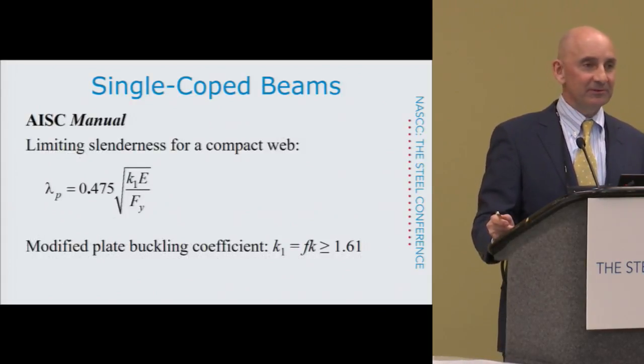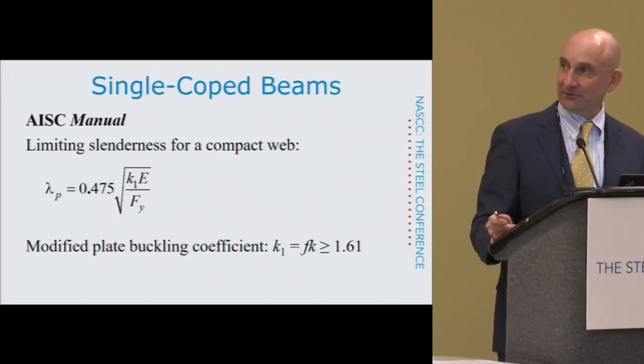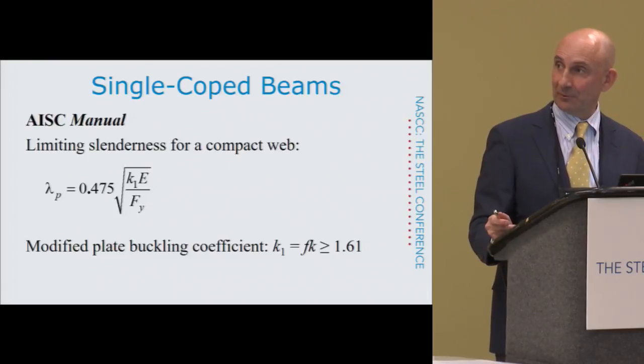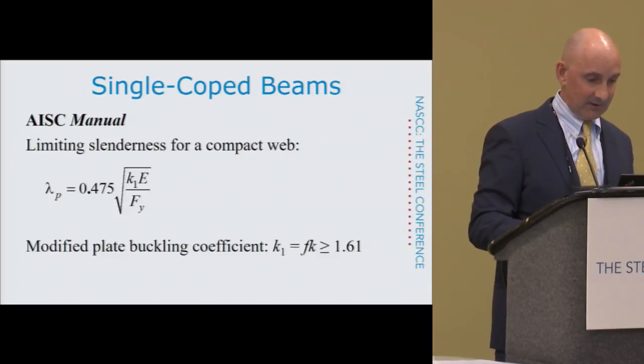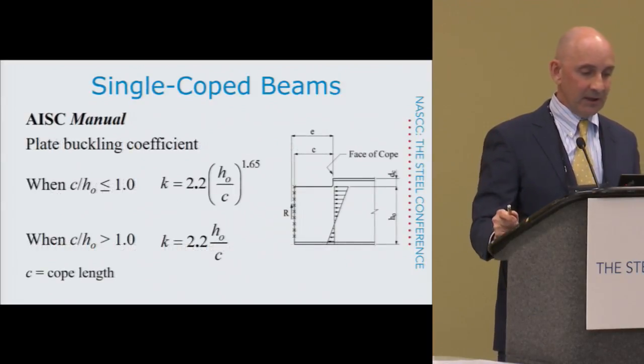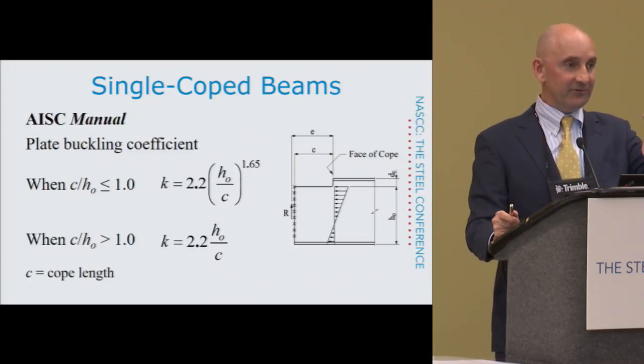All right, we've seen this before. This is the lambda sub p we derived. This is straight out of the manual, limiting slenderness for a compact web. And then you've got the 1.61 factor on our k sub 1. And this part is straight out of the 14th edition manual, so it's copied straight over.